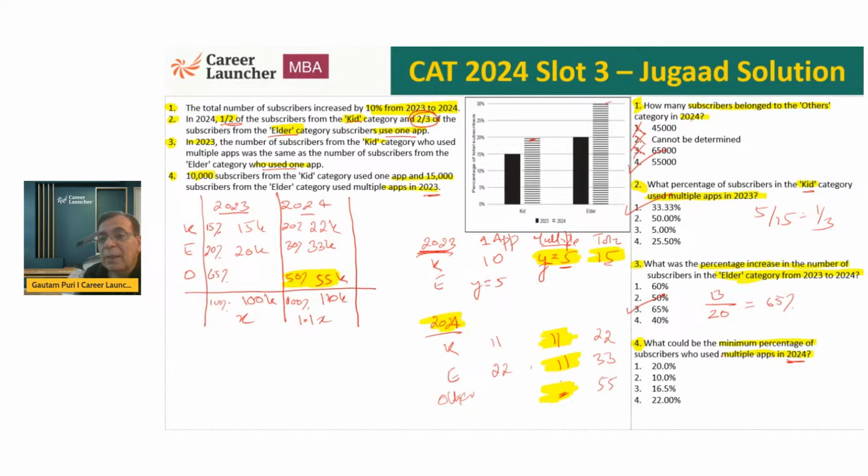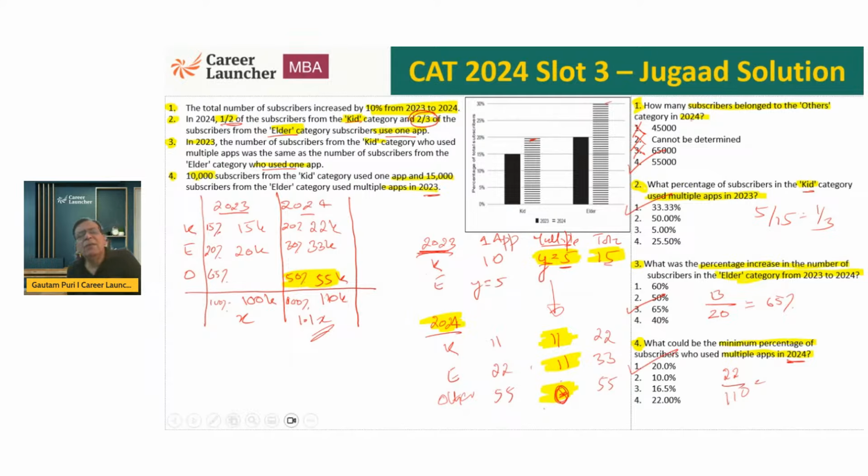And what does the question say? Minimum percentage. If I want the minimum percentage of multiple apps for 2024, then what will I do? I'll assume this is 0. And all the 55K people who are in the others category will use only a single app. So what is the minimum going to be? 22,000. We want the percentage, 22,000 upon 110,000, which is 1/5 or 20%.